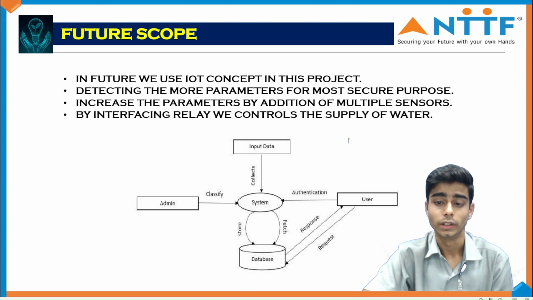Here you can look at the system with multiple purposes of four types. First, input data. Second, user. Third, database, and fourth, admin. The database fetches and stores the details to the system, and the database responds to the user and the user requests from the database.